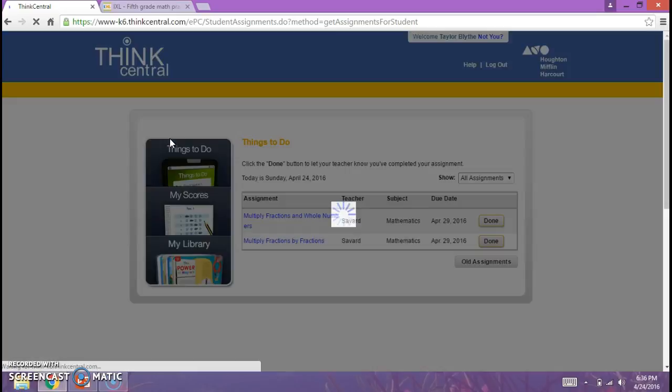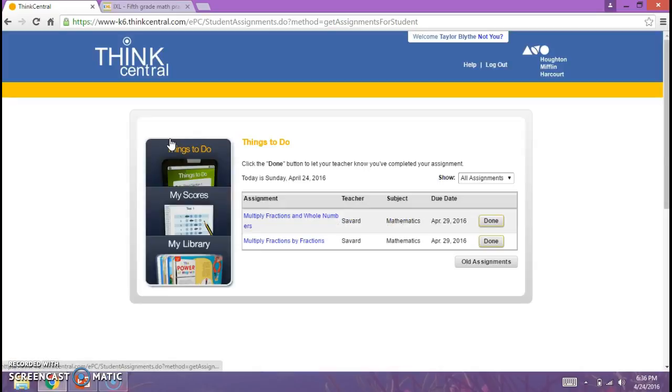Teachers can go in separately and assign work that they would like their students to work on. So we've been working on multiplying fractions by fractions and multiplying fractions and whole numbers. The math teacher is Mrs. Savard. She goes in, she assigns this, she gives a due date. They can also access their old assignments, so they just have to click on the things to do.